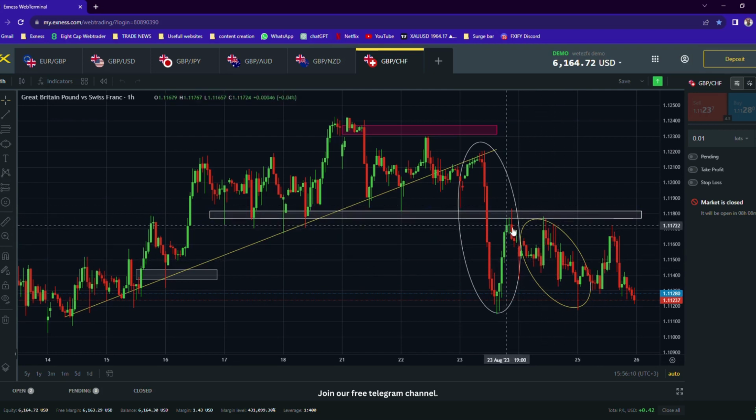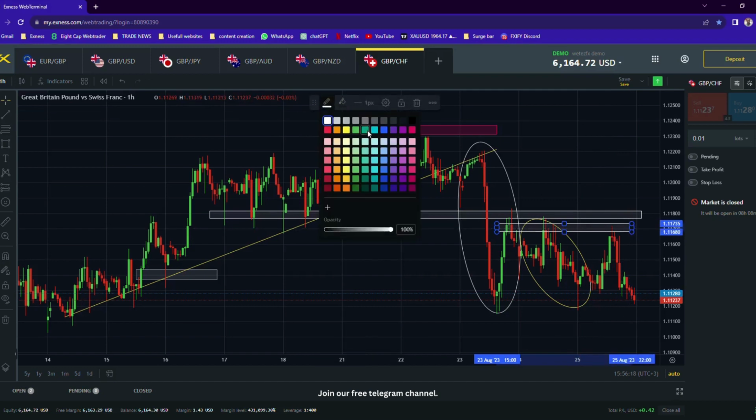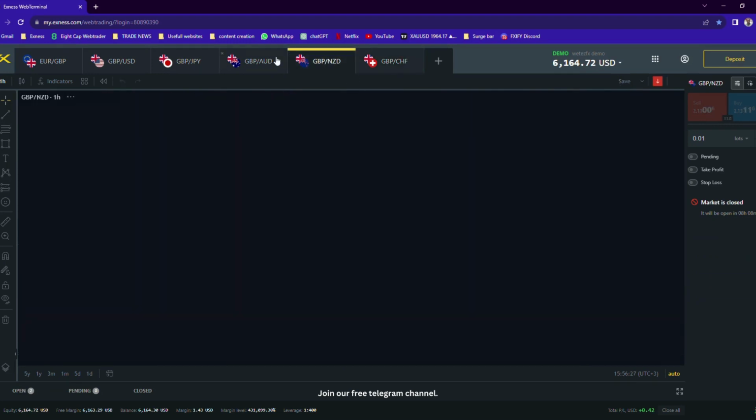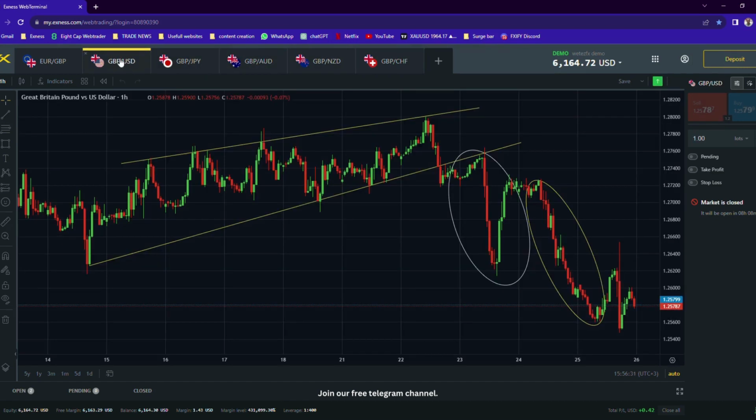So this one, the entry was back above here. The entry was just around there. That was the entry on GBP Swiss francs. So as you can see, there is some good analysis that you can do on all these pairs so that you can capitalize on the correlation of currencies.